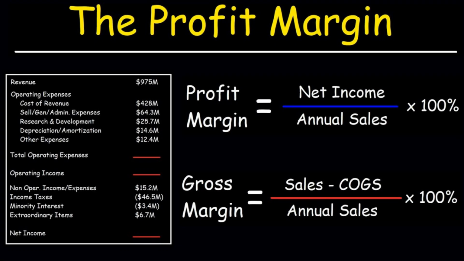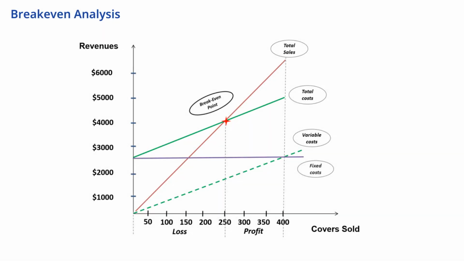The net profit margin is a financial ratio used to calculate the percentage of profit a company produces from its total revenue. Gross margin is not more important than the net profit margin, but they each provide you with valuable information to assess the performance of your business. In addition to financial ratios, a business owner needs to be able to calculate their break-even point, which is referred to as a break-even analysis.